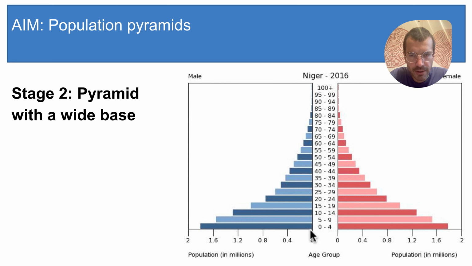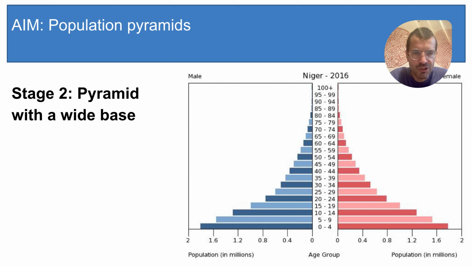And that means that a lot of babies are being born, but before they get to age 5, some of them die. And of those that make it to age 5, some of them die before they get to age 10. And of those that make it to age 10, some die before they get to 15, and so on and so on. Anytime the bars move inwards as you go upwards in age, that means people are dying.